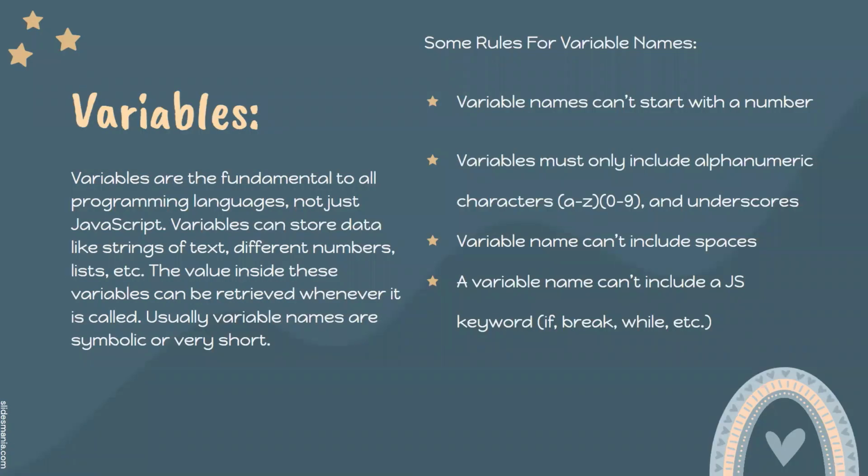So variables are a very core subject in programming. And it's not just in JavaScript, even though that's what we're going to be doing today. Variables come in basically all programming languages, and they're the fundamental of all of them. Variables can store data like strings of text, different numbers, lists, etc. The value inside of these variables can be retrieved whenever it is called. Usually variable names are symbolic or very short.